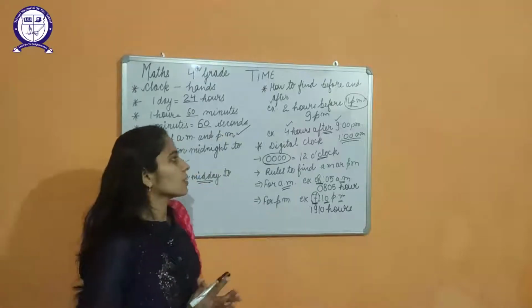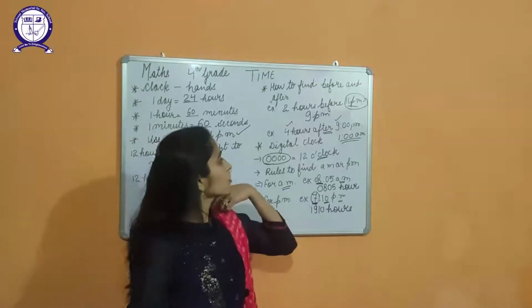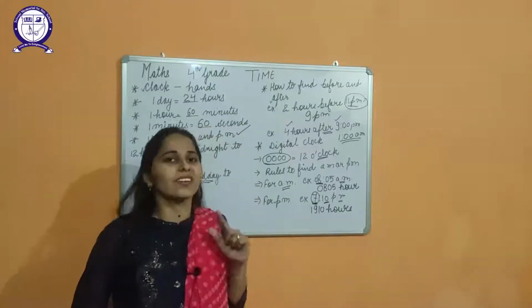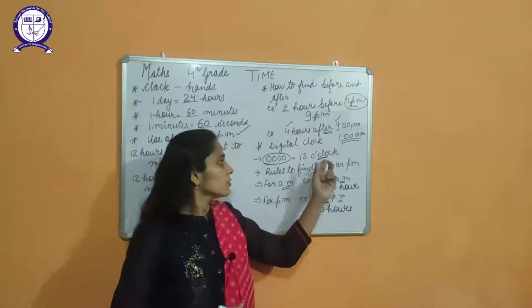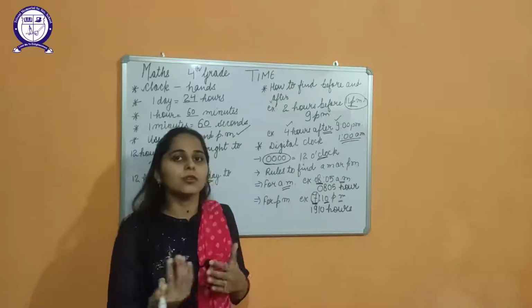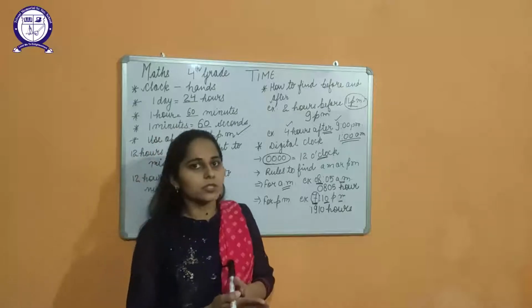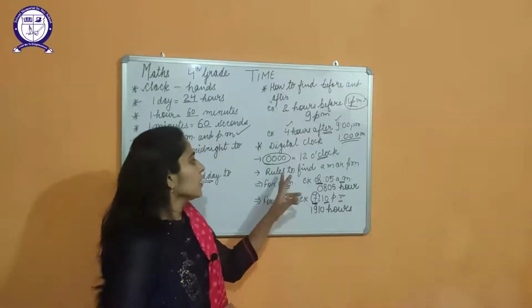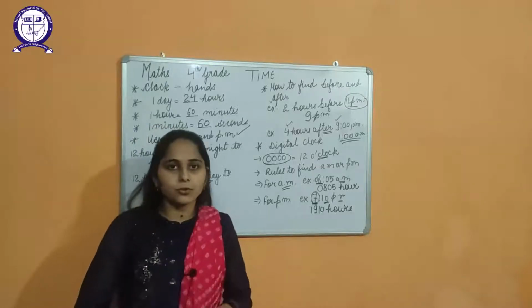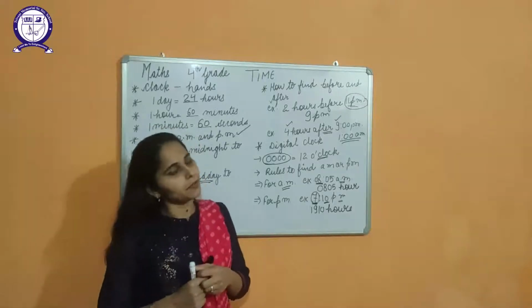Okay, now digital clocks. Digital clocks are the clocks which show time from 1 to 24, means they take one round only, 1 to 24. So you can check out these clocks in your phones also, or in railway stations. These types of clocks are there. Now, rules to find am or pm, means to convert a 24-hour clock into 12-hour and a 12-hour clock into 24-hour, students.